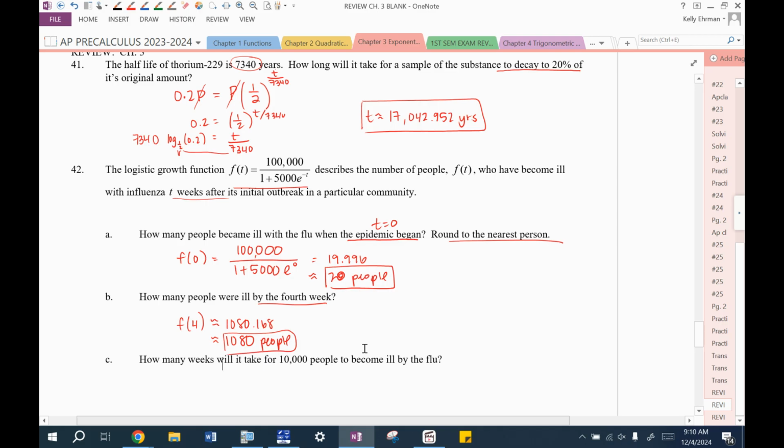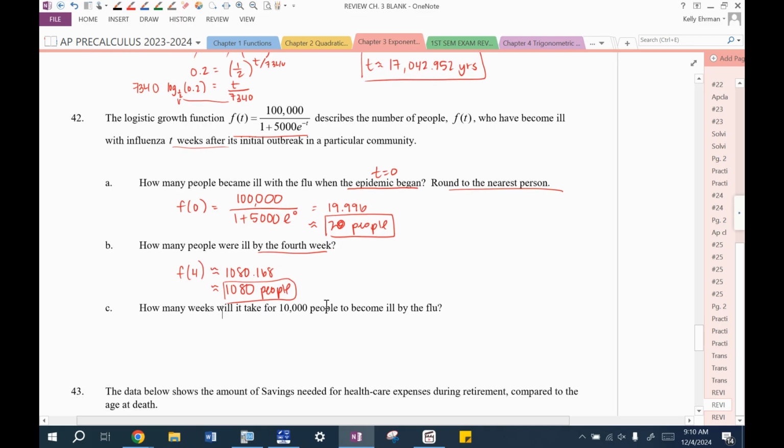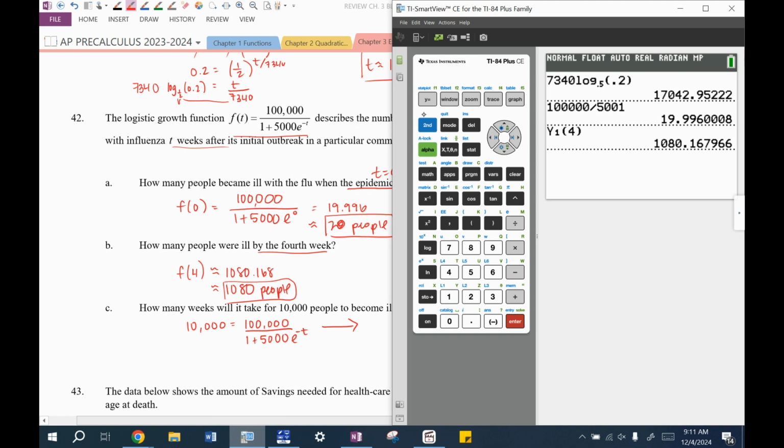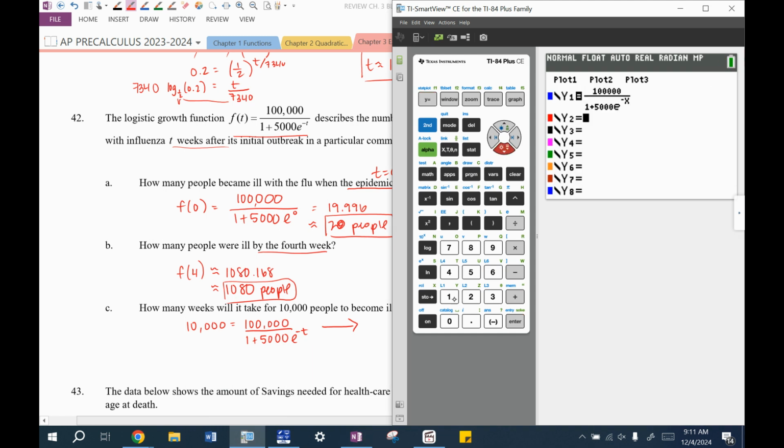That's a lot of people sick. How many weeks will it take for 10,000 people to become ill? So again, use your answers that you've previously used. We plugged in 4. We were only at 1,080. So this is saying set your equation equal to 10,000. So here I am doing that. And this is the work I'd like you to show if you are just solving by graphing. So I go back to my y equals. I type in 10,000.